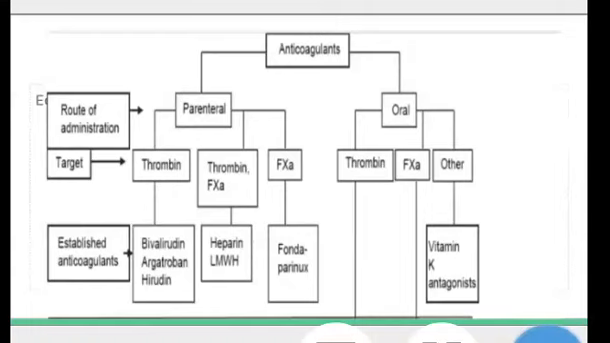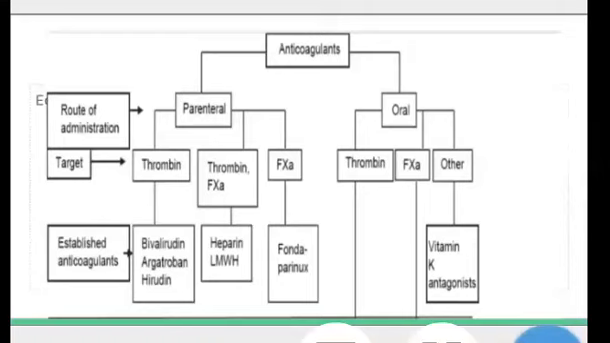The second class is factor 10 inhibitors. Activated factor 10 along with factor 7 and factor 9 are very important in coagulation, because these factors stop the bleeding and initiate the process of coagulation. If we remove these factors, then the coagulation process is disturbed, and there is inhibition of clot formation. Examples of this class are rivaroxaban and apixaban. These two are the common examples.